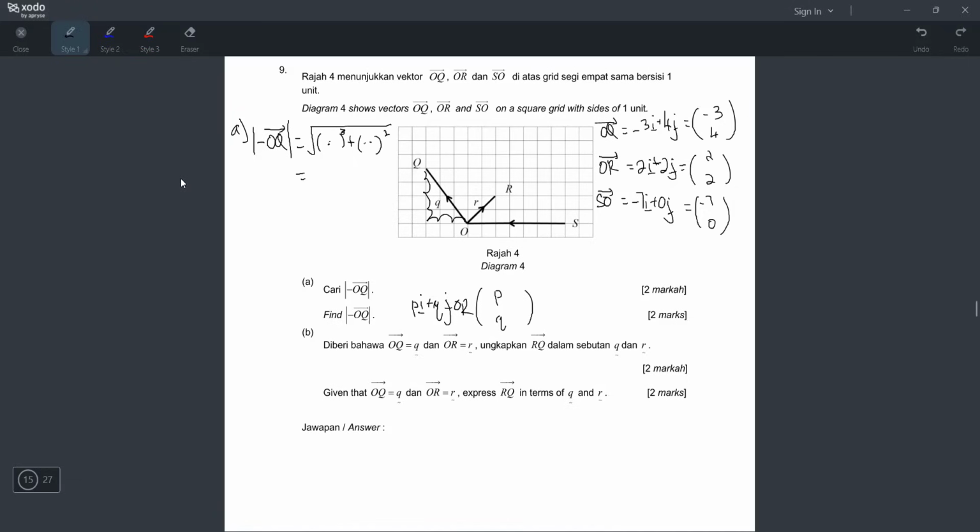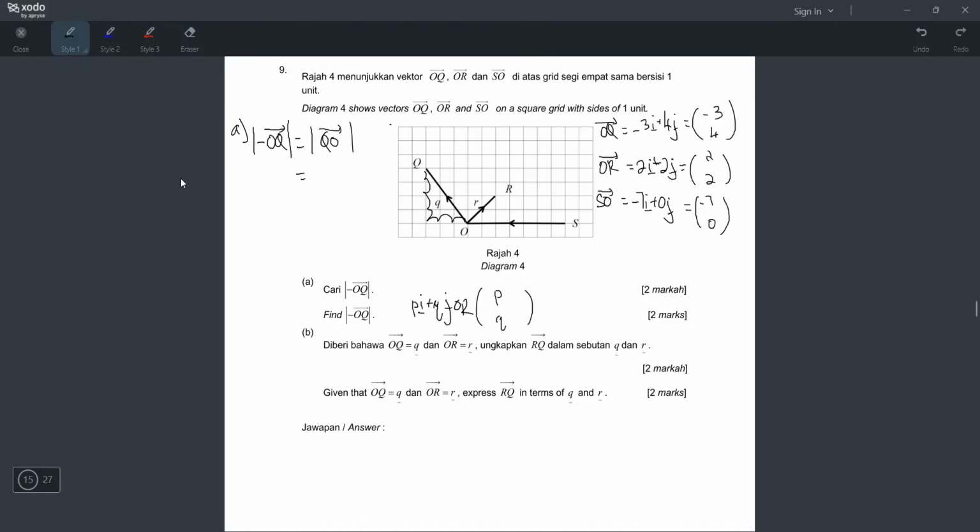Okay, after I get all this, now I can actually try to find the magnitude of negative OQ. Okay, I realized something. Negative OQ is actually what? Negative OQ is actually QO. Do you agree? Negative OQ is actually QO, right? You can actually change the sign here. You can change the sign, but when you change the sign, make sure you reverse these two alphabets.